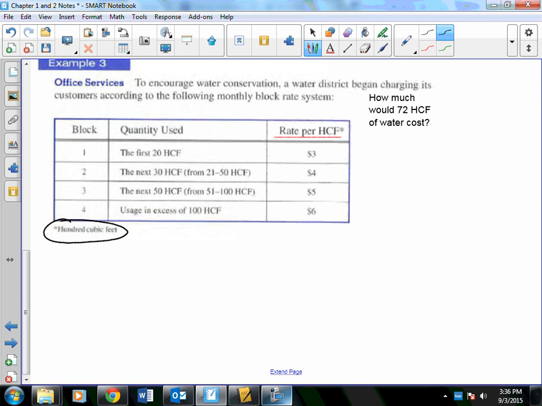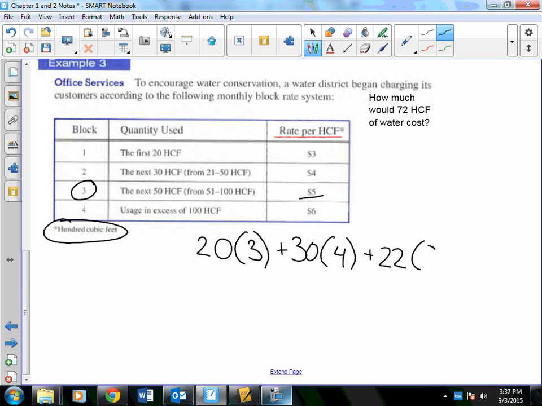If I'm going to use 72 HCF, I need to use the first 20 at $3 per one. So 20 times 3, the first 20 costs $3 each. And I need to use the next 30 in that second block at $4 each. If I just stopped right there, I would be using 50 HCF for the month. But I'm not using just 50, I'm using more. I'm using 22 extra ones to make 72 total, and those last 22 are going to come from this third block. In that third block, they're being charged $5 each. So this would be plus 22 extra at $5 each one. That's called a unit rate.